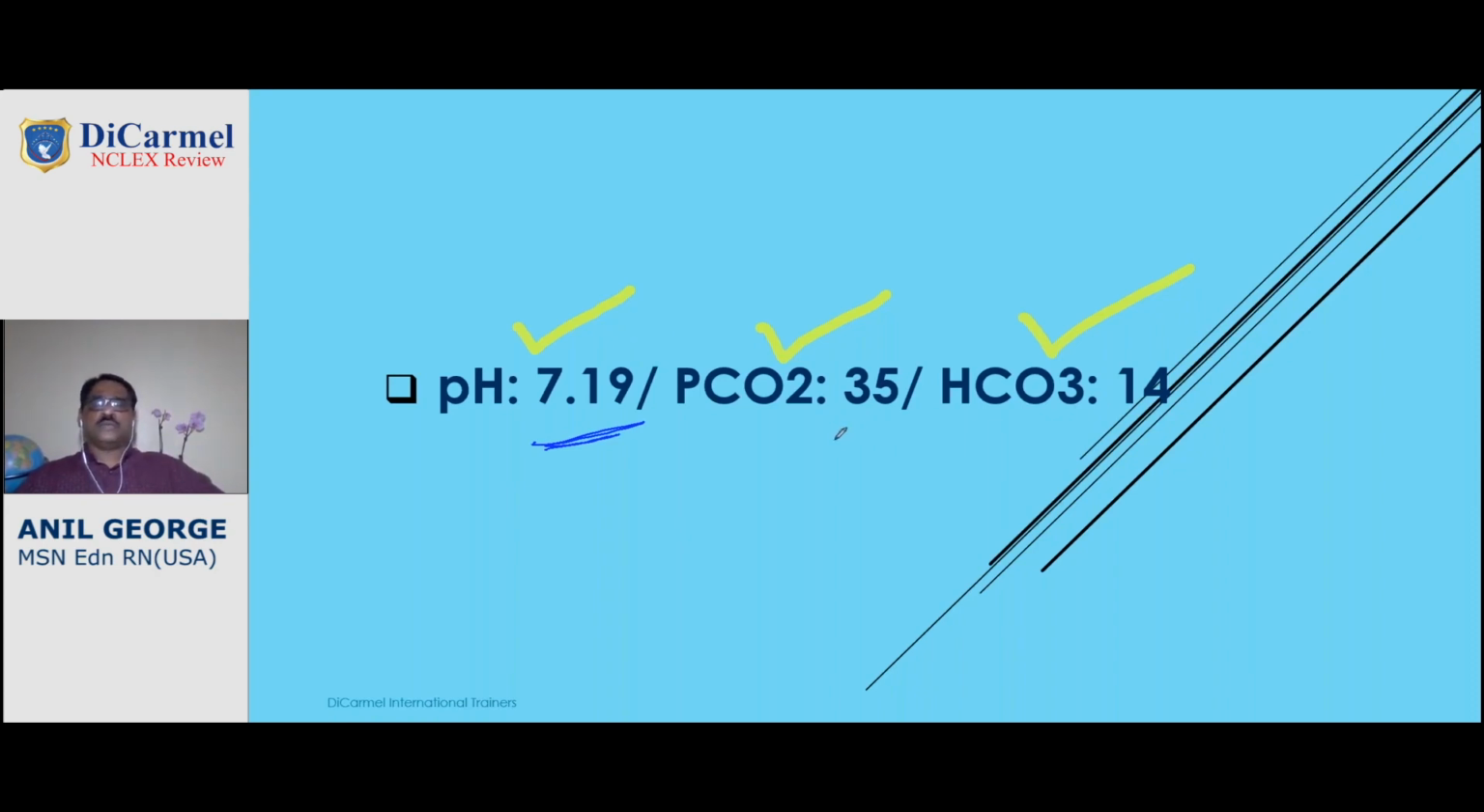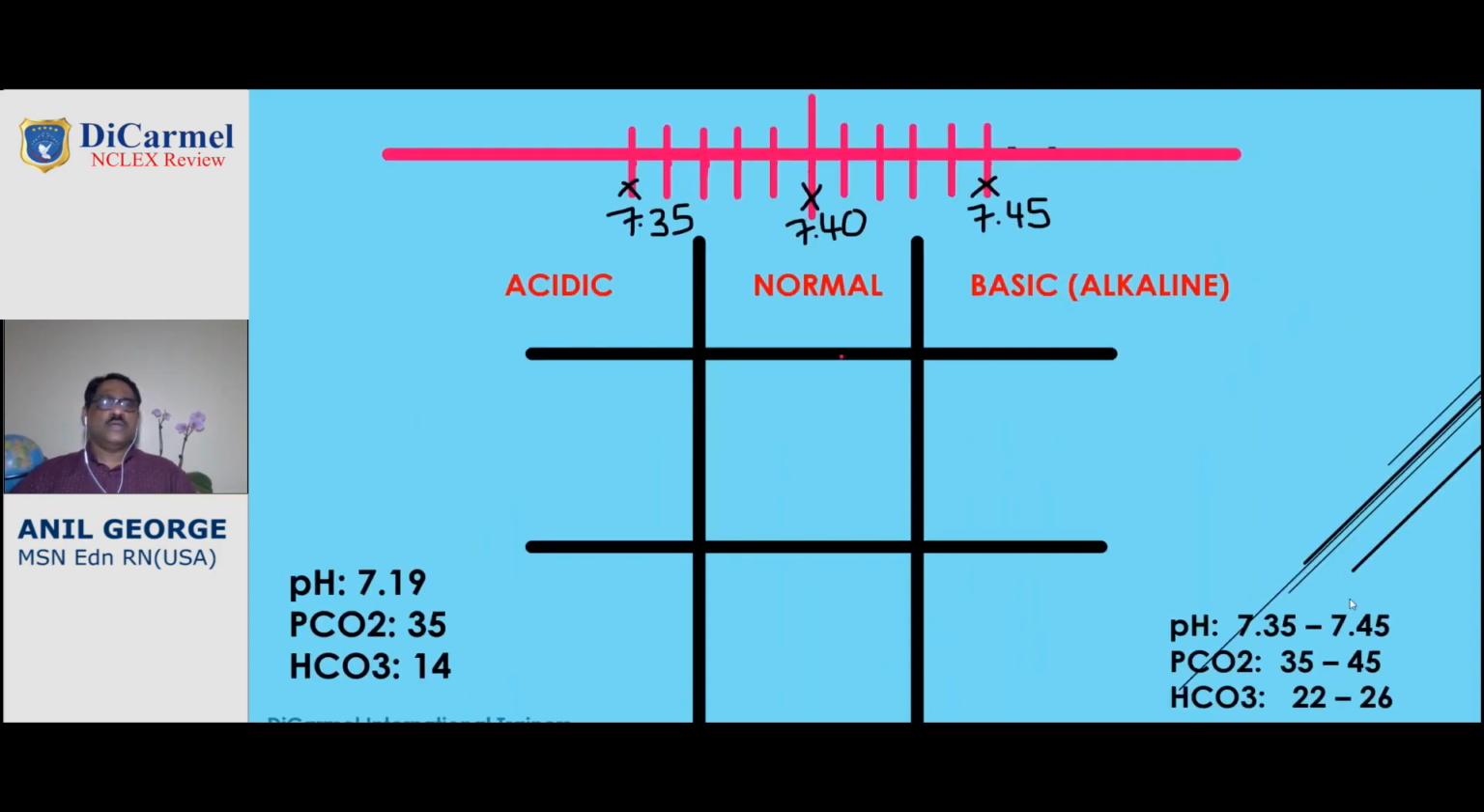And pCO2 35. What is the normal range of pCO2? 35 to 45. So 35 is within range, which is within normal, but it is right at the borderline, close to alkalosis. Whereas bicarbonate 14, we know that is severely in an acidic state. So the same values we're going to interpret with the help of our tic tac toe, which we already know. Here we go.